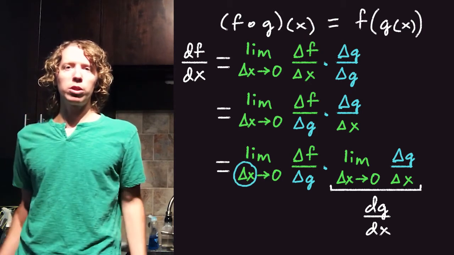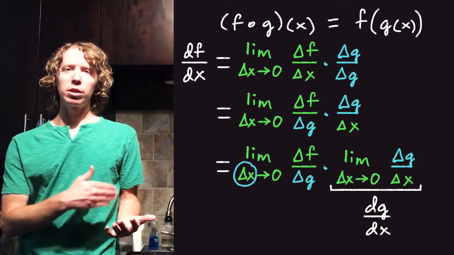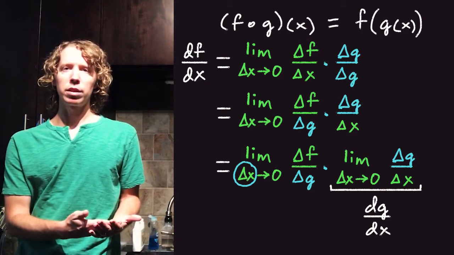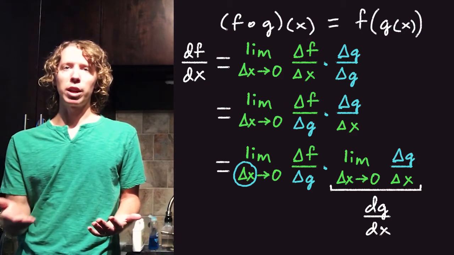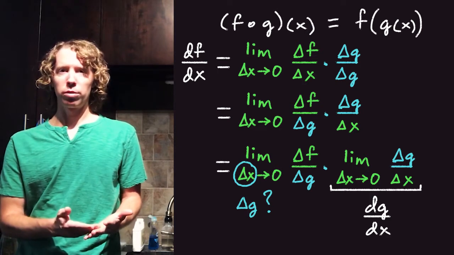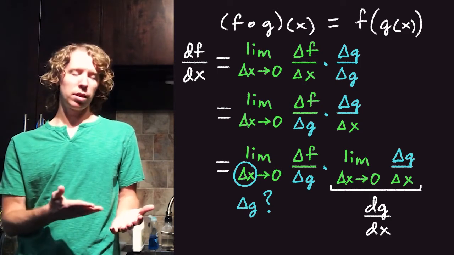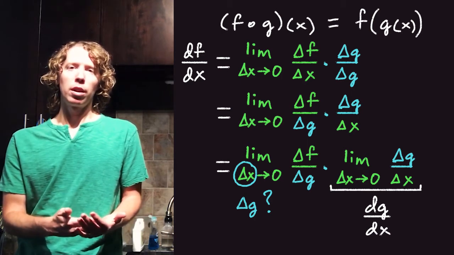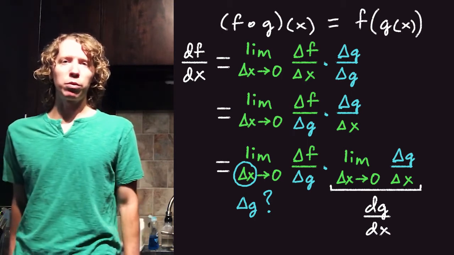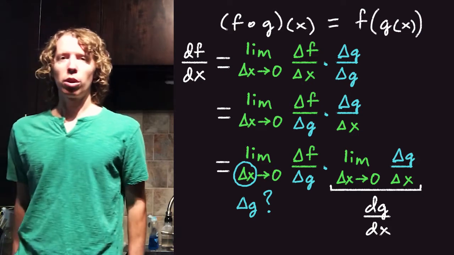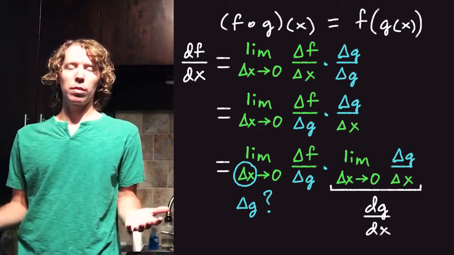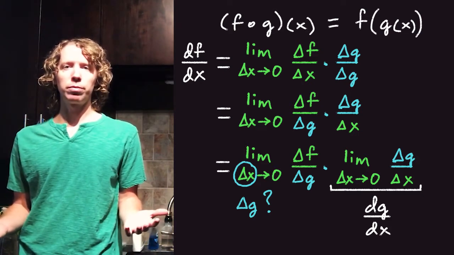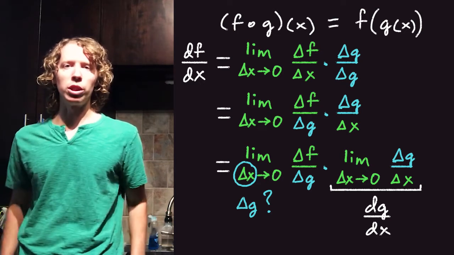So my question is, if we let the change in x go to 0 like this, does that make the change in g also go to 0? If it does, then this first limit is really just the limit as change in g goes to 0, and then that is the derivative of f with respect to g. So what do you think? If we let change in x go to 0, then does that make the change in g go to 0?